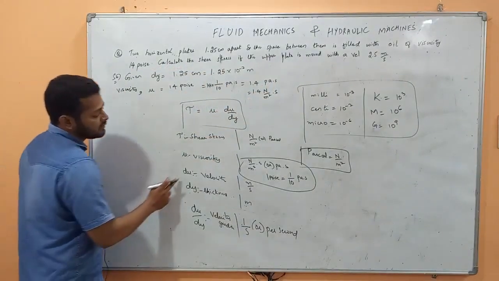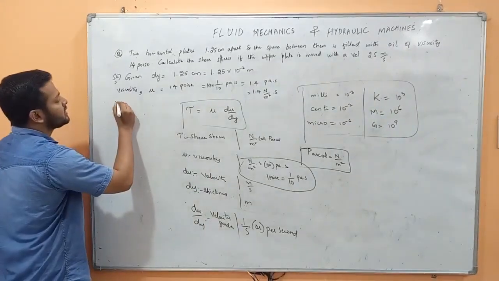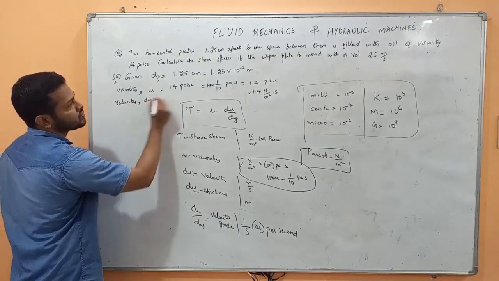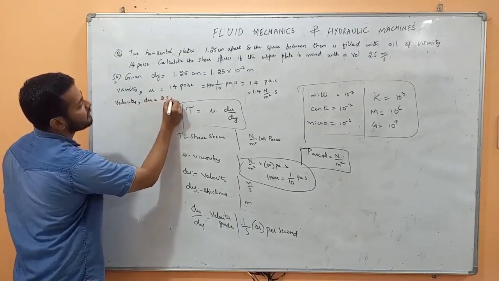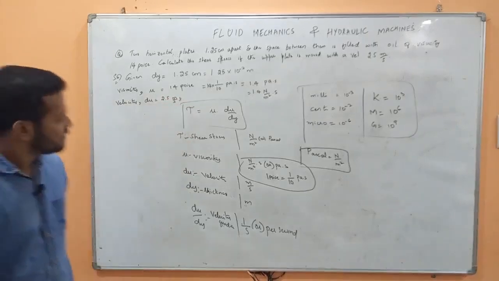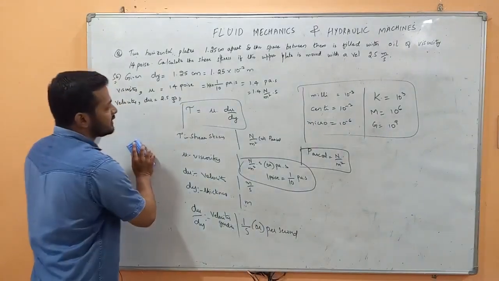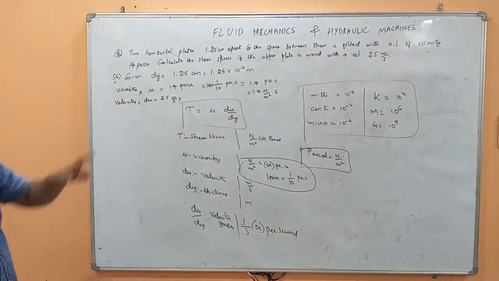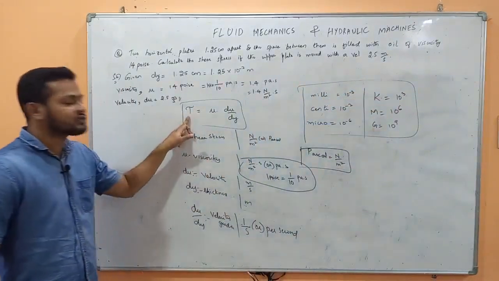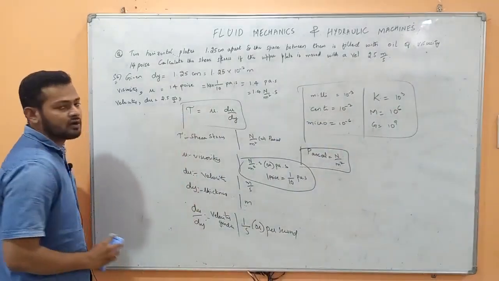How are we denoting velocity? du. So velocity is given in the question as du is equal to 2.5 meter per second. This question has been asked in previous exams for 5 marks. Only a 3-4 step problem, but it has been asked for 5 marks. Whenever you have the word viscosity in the question, you have to use this formula, tau is equal to mu into du by dy, which is called Newton's law of viscosity.